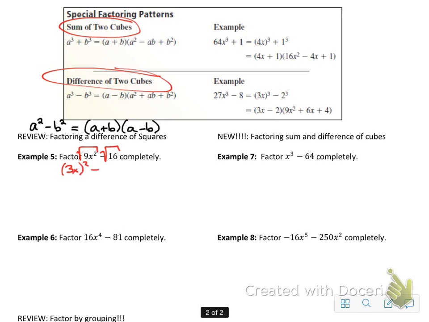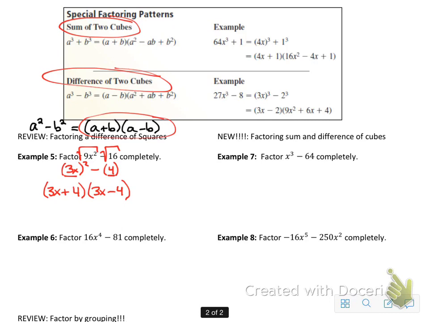What is the square root of 16? 4. Then you take your a, which is the 3x, and your b, the 4, and you plug it in to this formula here. So it says that a plus b and a minus b are our factors. So in other words, 3x, which is a, plus 4, which is b, is one of them, and then 3x minus 4 is the other. Not so bad. Now, let's do that with example 6 as well.